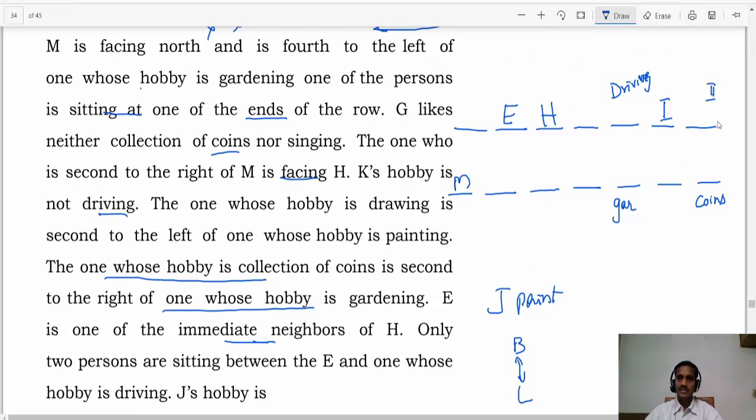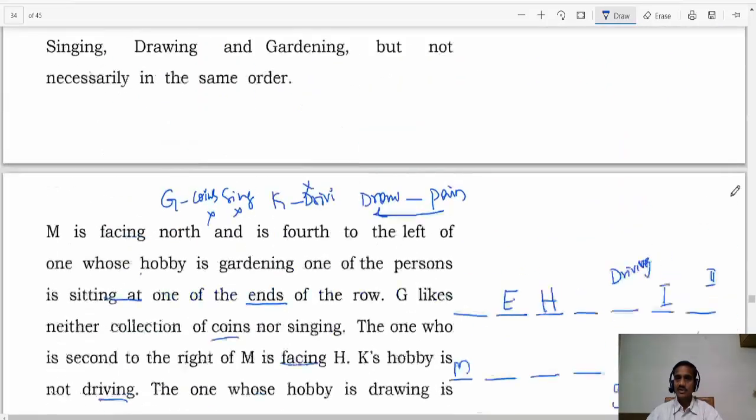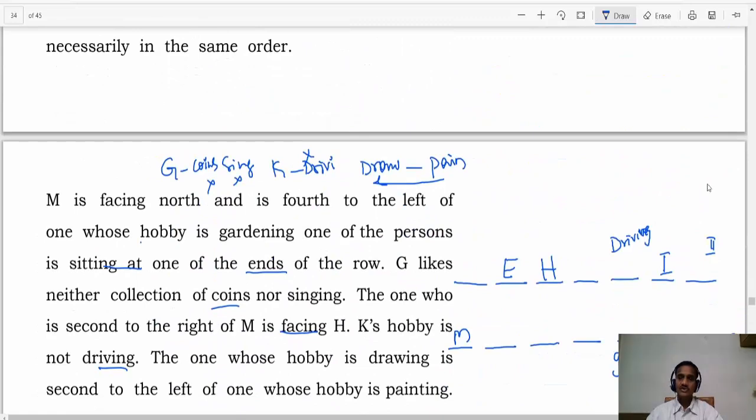Now this is row 2 and this is row 1. K is in row 2.